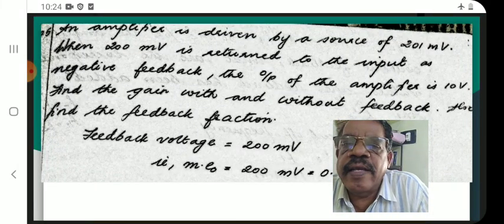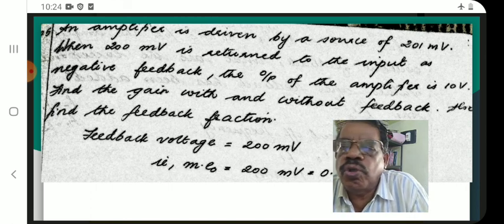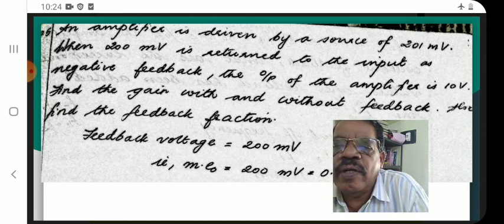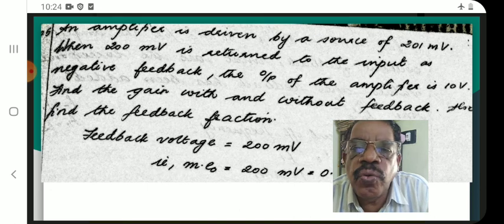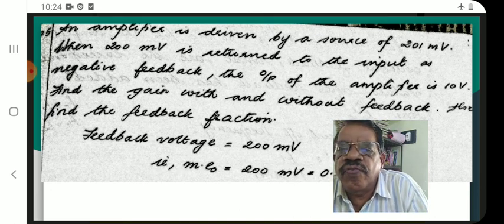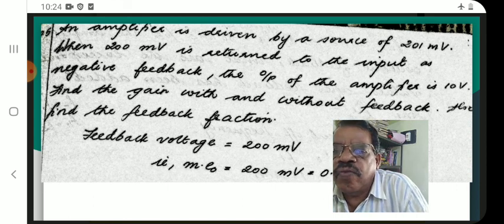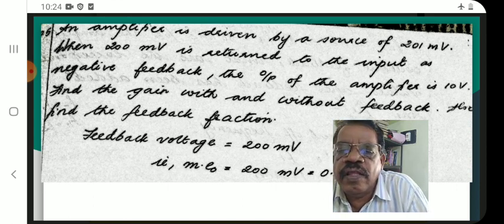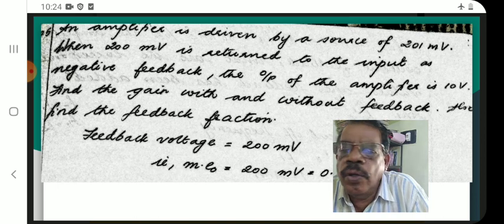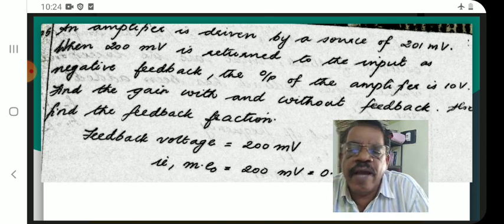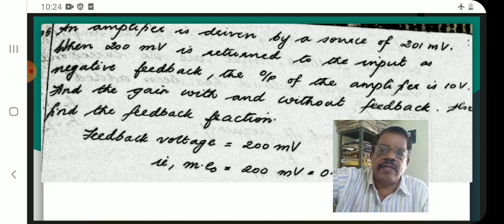An amplifier is driven by a source of 201 millivolt, where 200 millivolt is returned to the input as negative feedback. The output of the amplifier is 10 volt. Find the gain with and without feedback. Also find the feedback fraction.